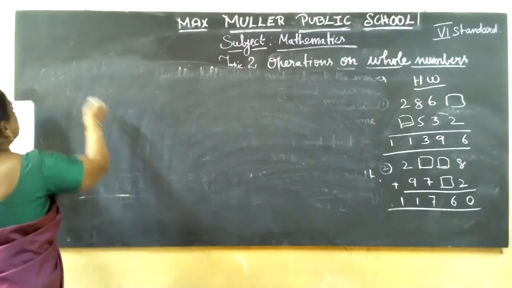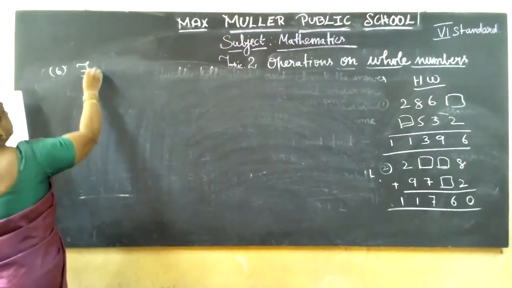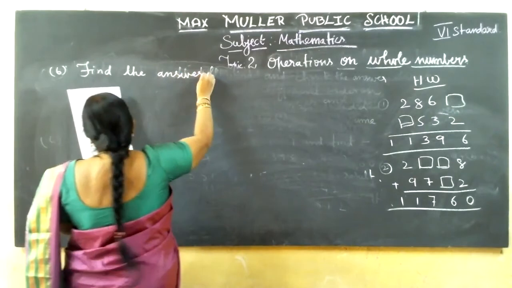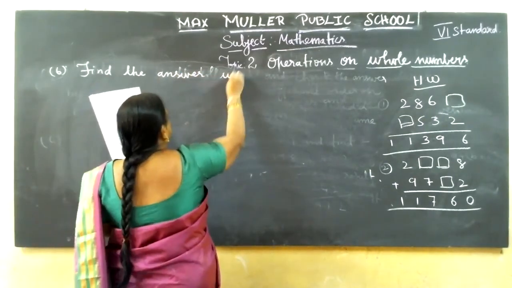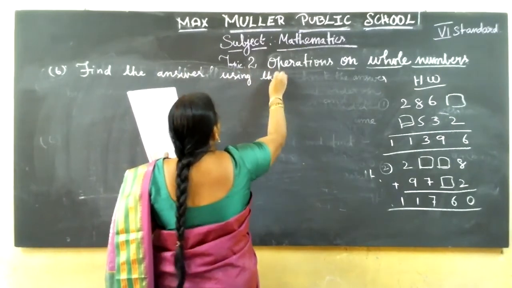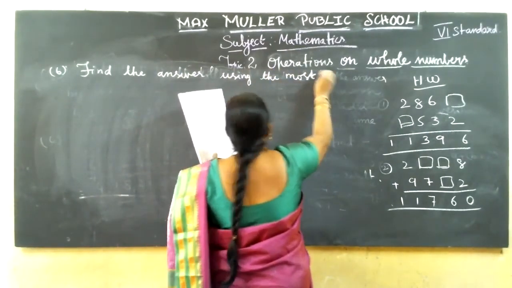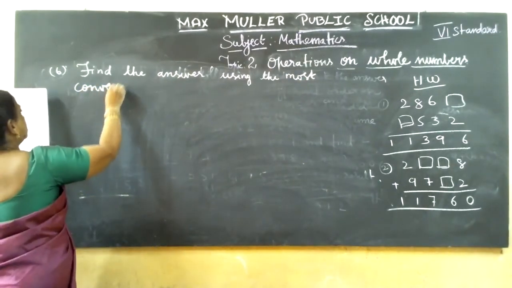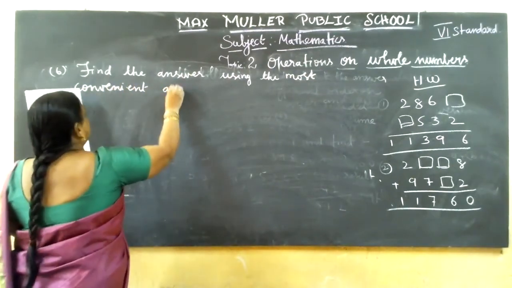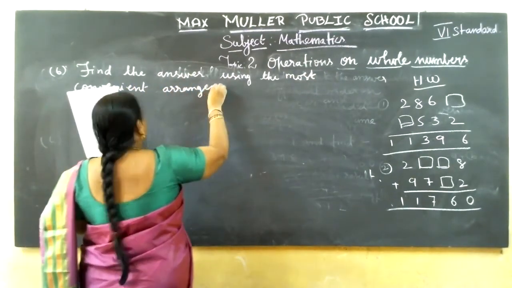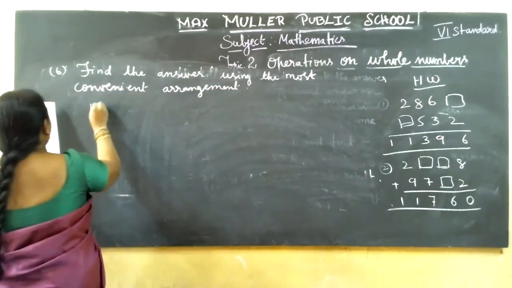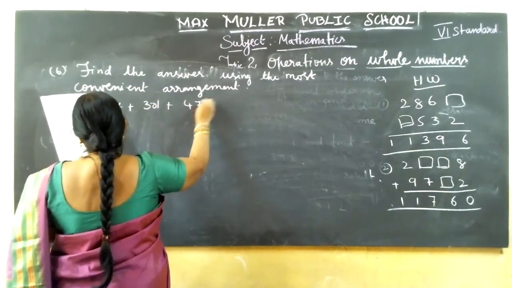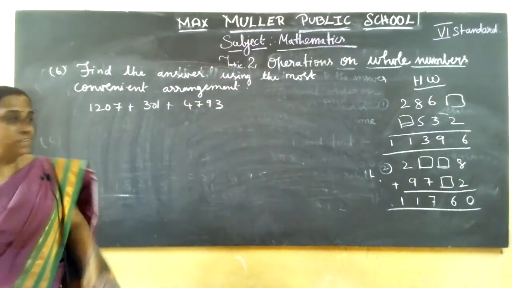Find the answer using the most convenient arrangement. Already we did the same method. Okay. Now 1207 plus 301 plus 4,793. So same. Last time I did not do it like that.